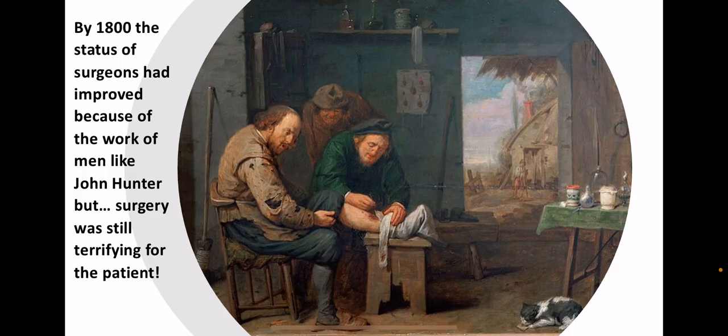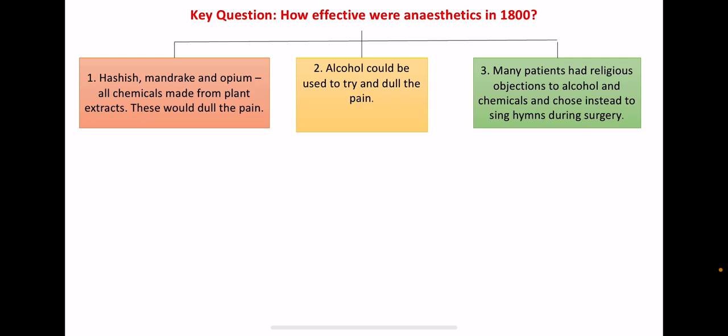By 1800, the status of surgeons had improved because of the work of men like John Hunter, but surgery was still terrifying for the patient. You can see what's happening in this image. This person is awake whilst they're doing this. So how effective were anaesthetics in 1800?